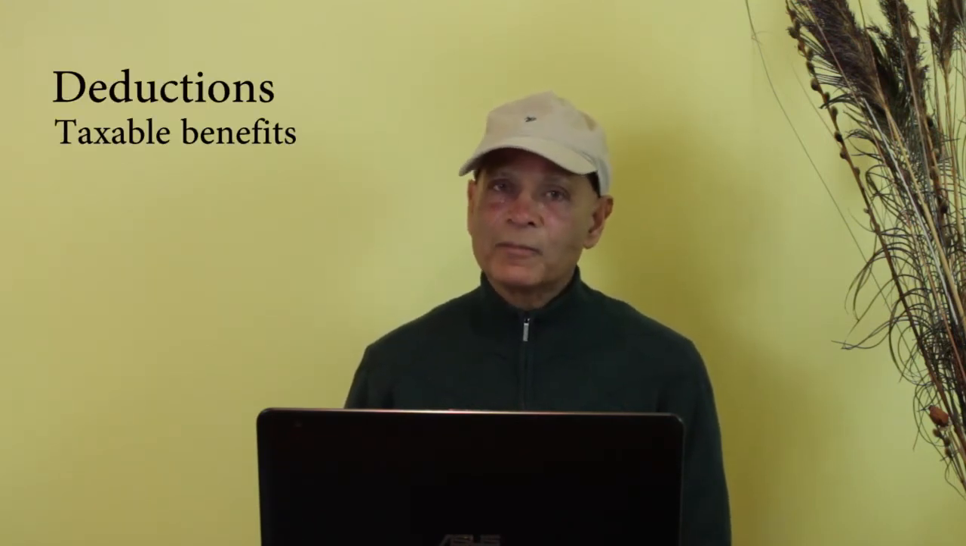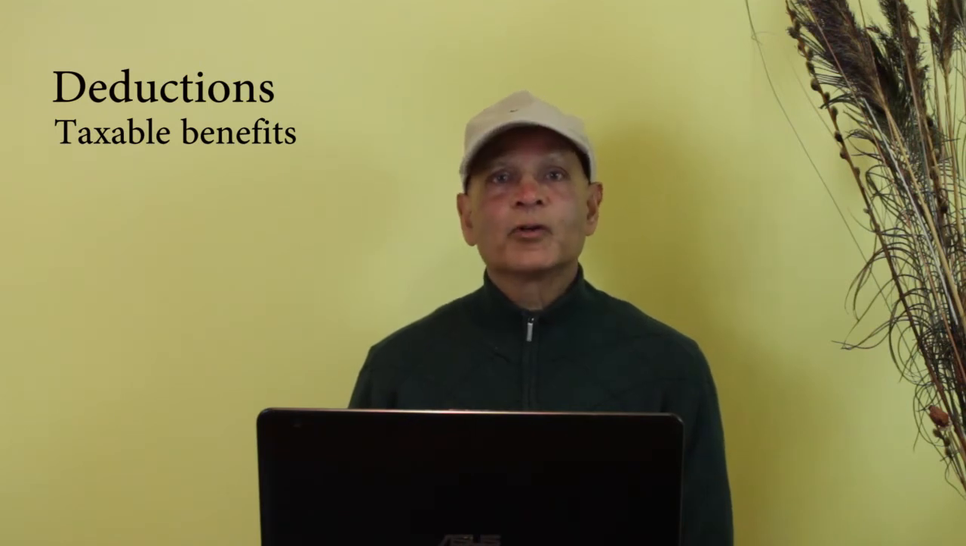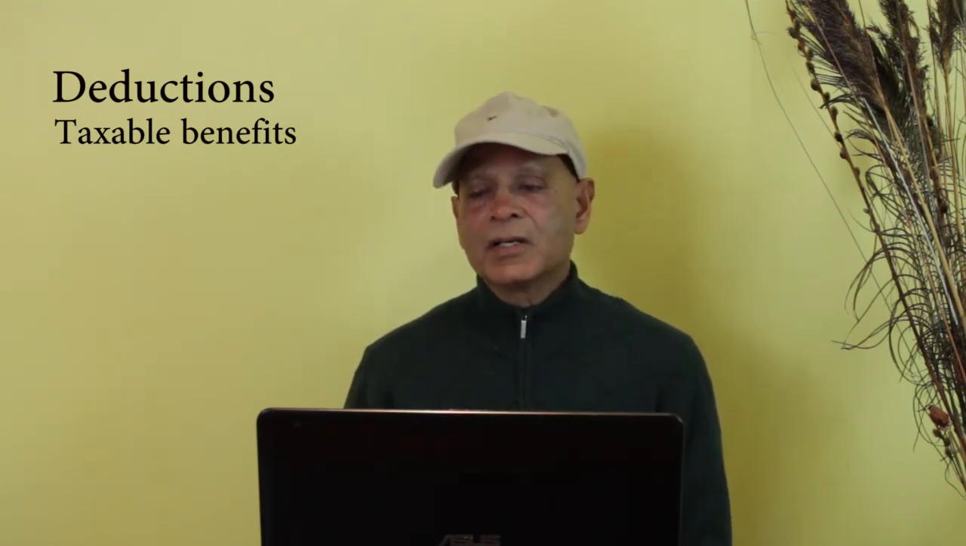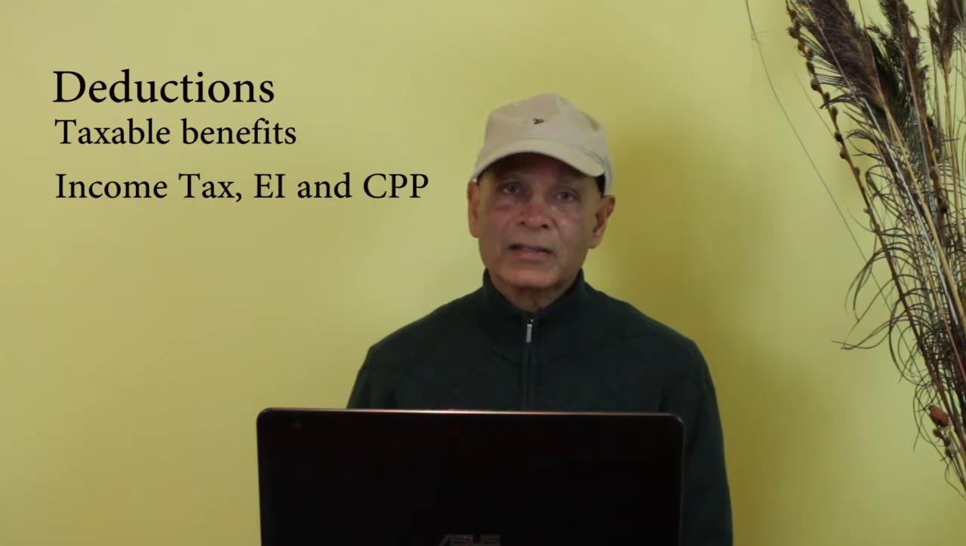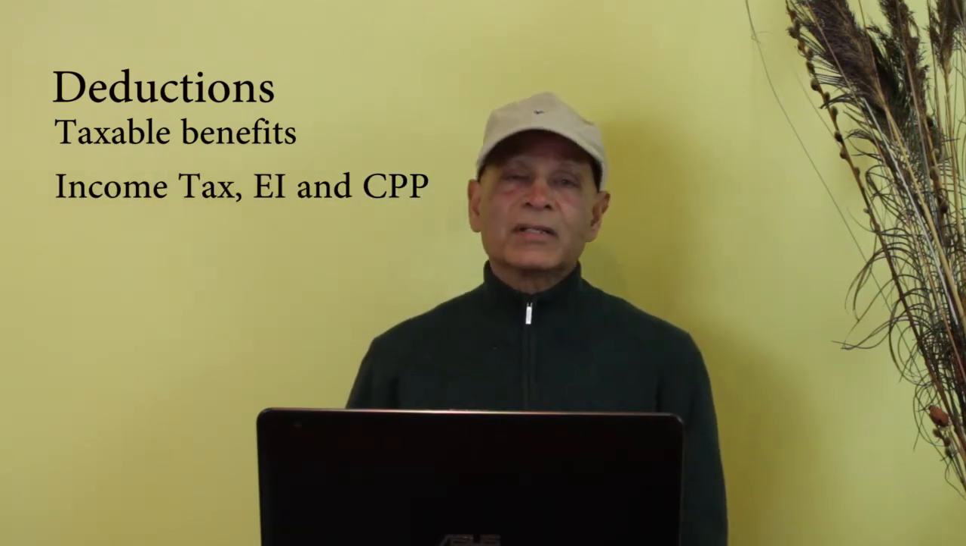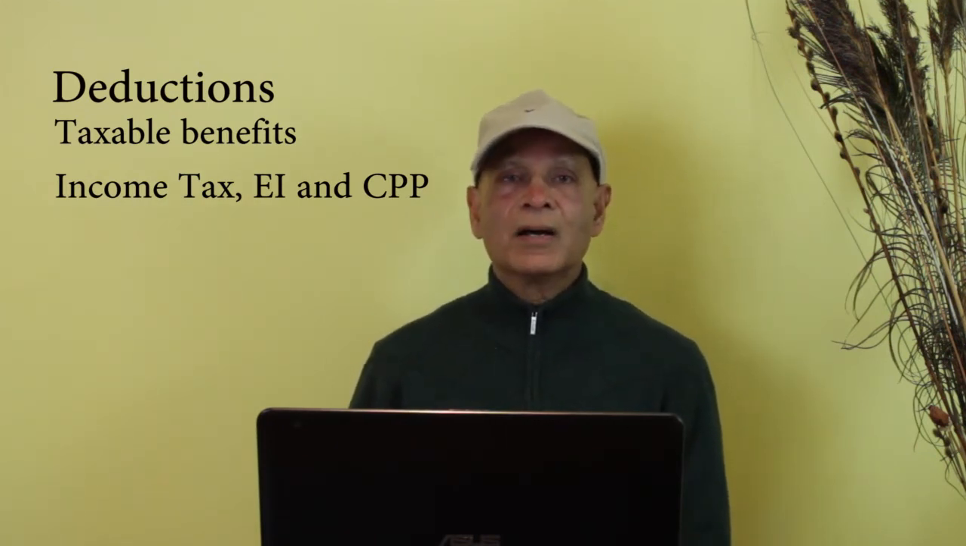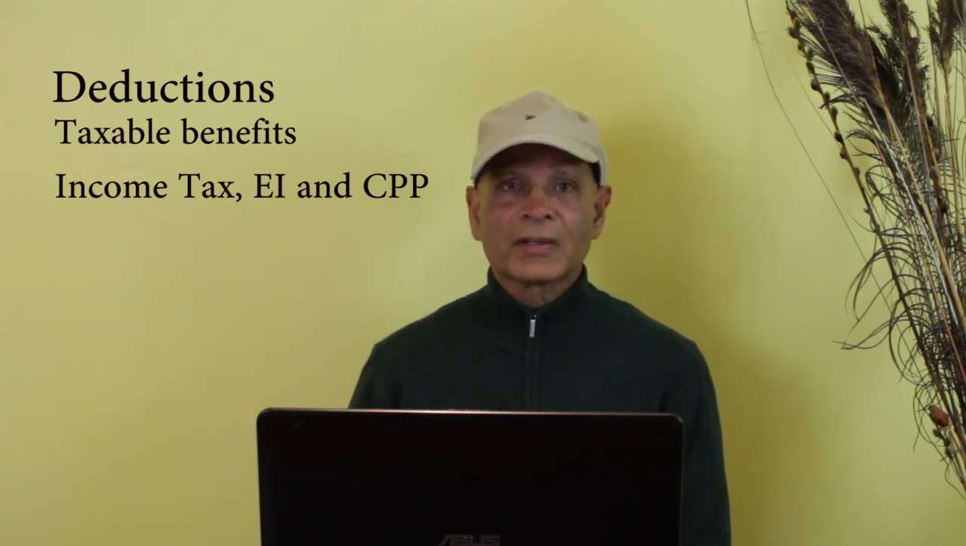On each payday, you as an employer will be making certain deductions from the employee's gross pay. Taxable benefits like company car, accommodation, or cell phone will have to be added first to the gross pay before you make those deductions. Typical deductions would be income tax, EI, and CPP. But there might be other deductions you might be making, such as union dues, RRSP contributions, and healthcare plan contributions.